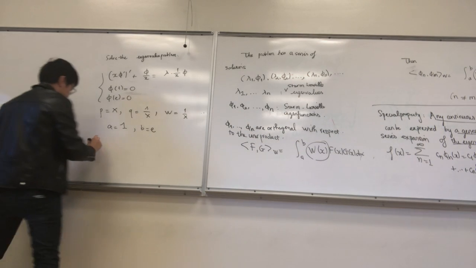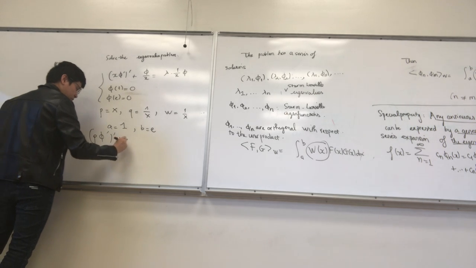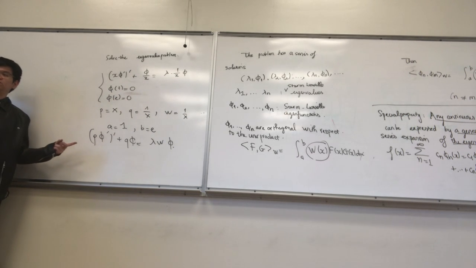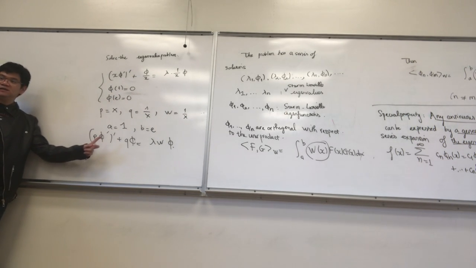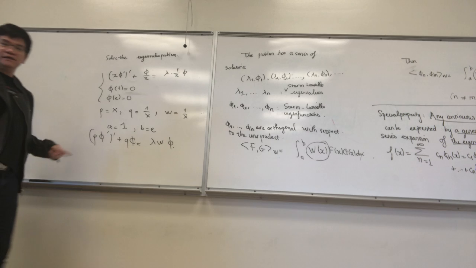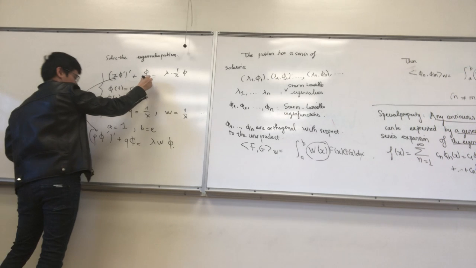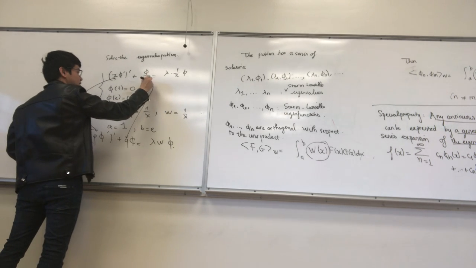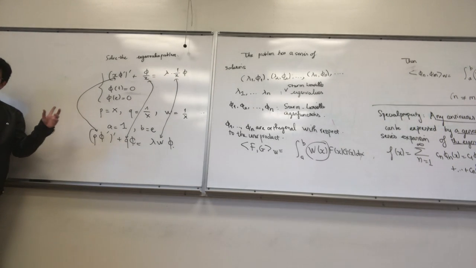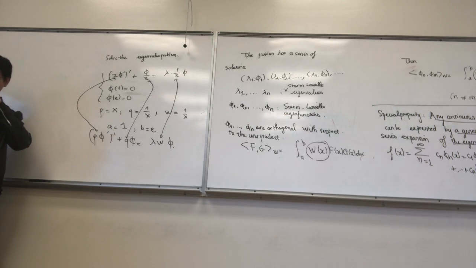I remind you that the original form of the Sturm-Liouville problem is (p phi')' plus q phi is lambda w phi, right? So now you map everything. So this p will be x, the q will be 1 over x, and the w will be 1 over x, right? And the domain will be from 1 to e. So a is 1 and b is e. Questions? It's good.